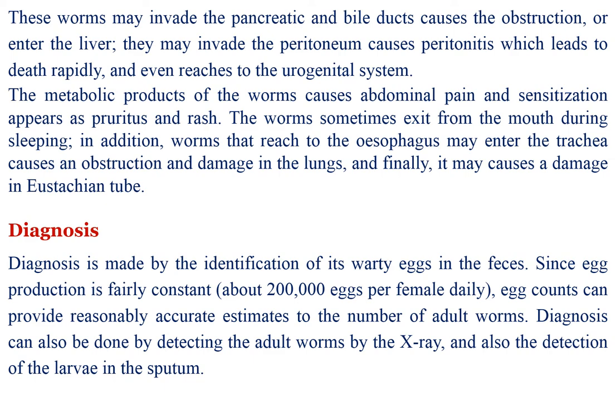And finally, it may cause damage in the Eustachian tube. Diagnosis. Diagnosis is made by the identification of its warty eggs in the feces. Since egg production is fairly constant, about 200,000 eggs per female daily, egg counts can provide reasonably accurate estimates of the number of adult worms. Diagnosis can also be done by detecting the adult worms by X-ray, and also by the detection of the larvae in the sputum.